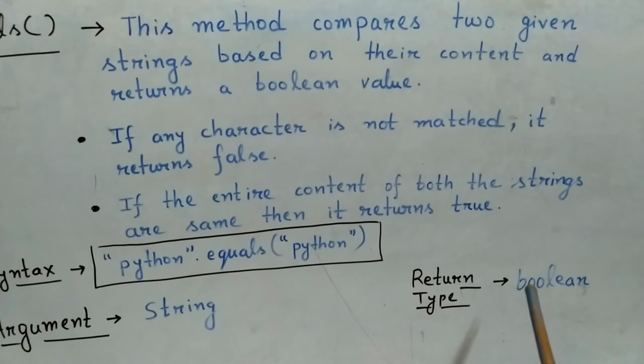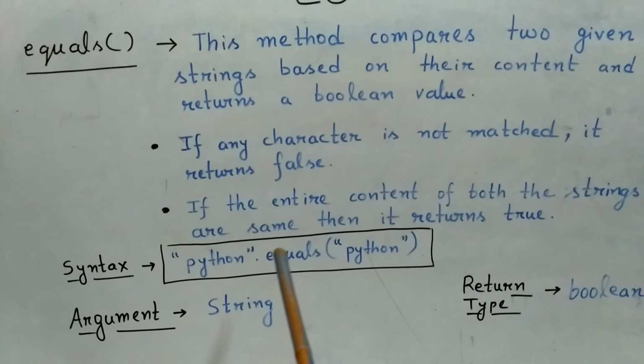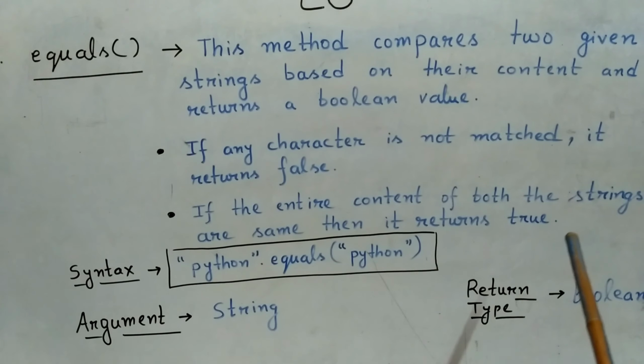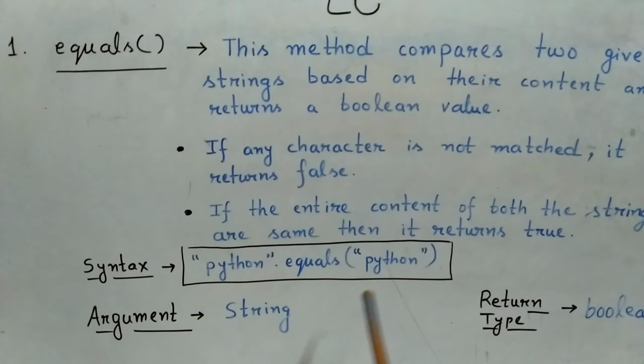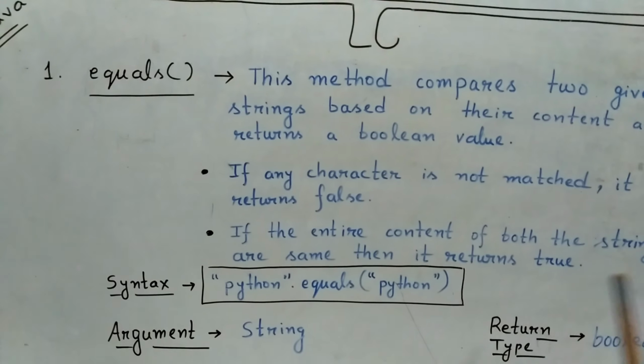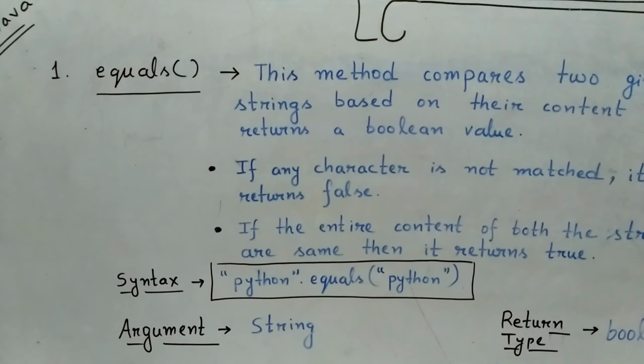Since it returns a boolean value as an output, this function is most of the time used in a decision making statement like if or else if. Well, it always accepts a string value as an argument. Let us have some examples, and examples make things easier to digest.